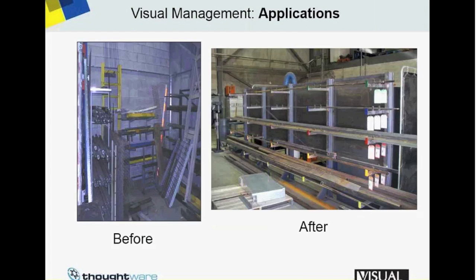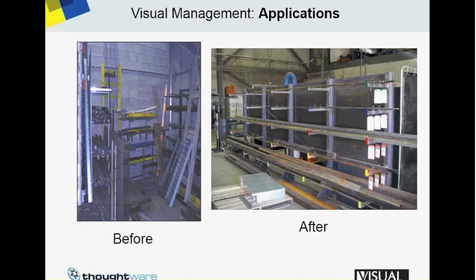In this particular picture, we've progressed from just a workplace organization to a process improvement. The extrusions after visual management on the right are now placed in designated proper locations. They're sorted by length, which we can visually see. We can see if they are or are not on the rack, and also if there's the right amount on the rack or if there's too many.